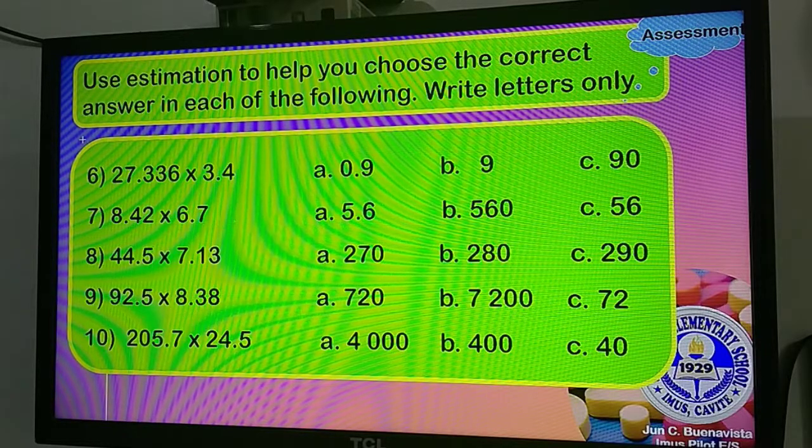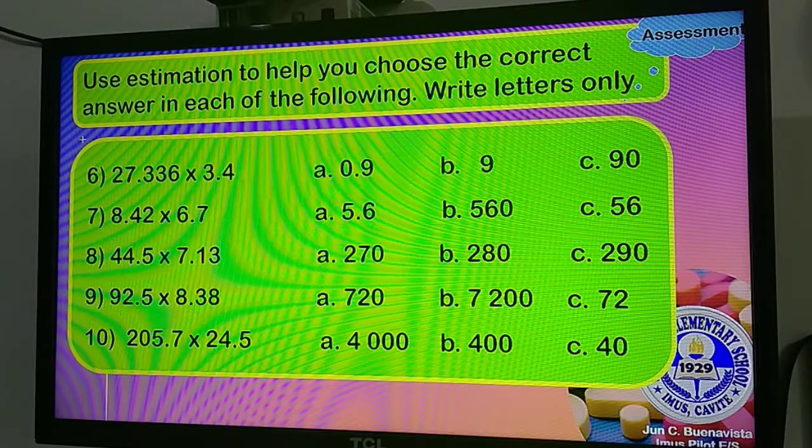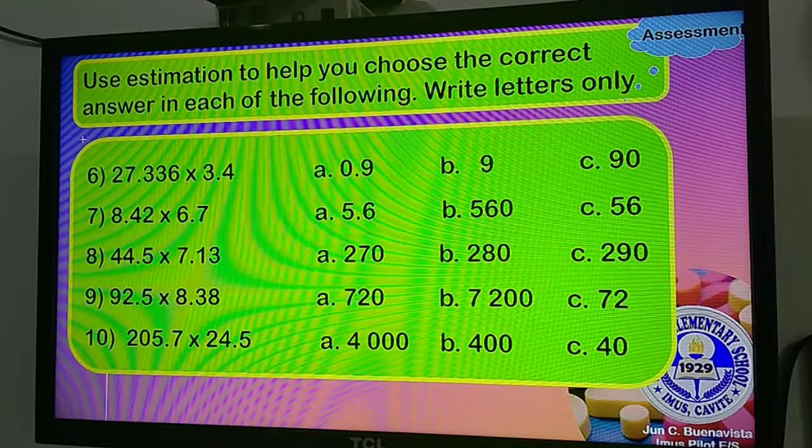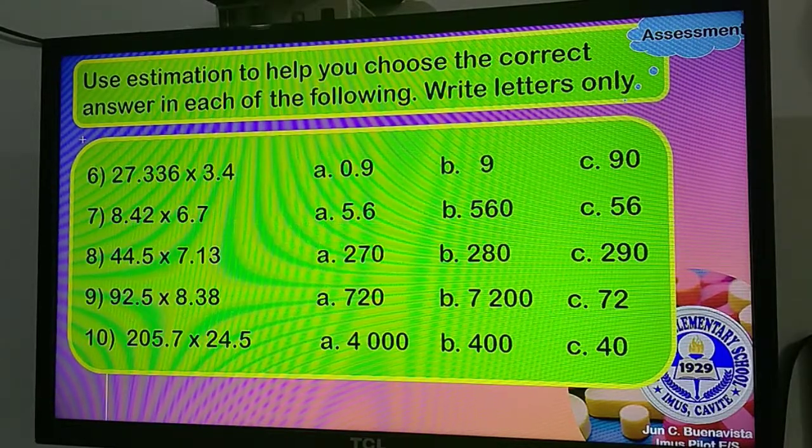Number 8, 44 and 5 tenths times 7 and 13 hundredths. Number 9, 92 and 5 tenths times 8 and 38 hundredths. And for the number 10, 205 and 7 tenths times 24 and 5 tenths. So, madali lang makakuha ng answer kasi mayroon na kayong hint kung ano ba ang tamang sagot. Again, in estimation, you're going to round off first the number into the nearest whole number.